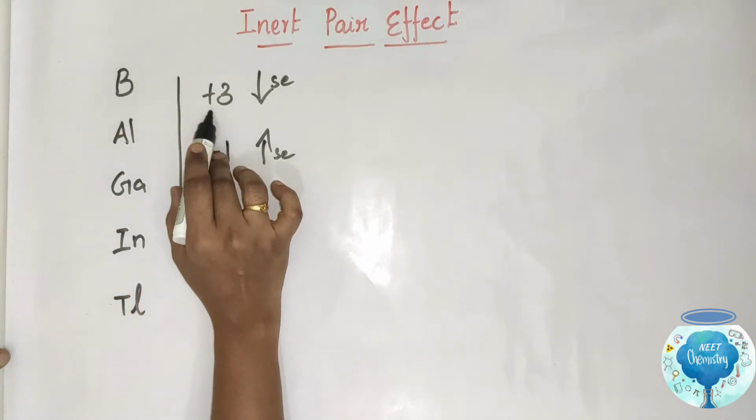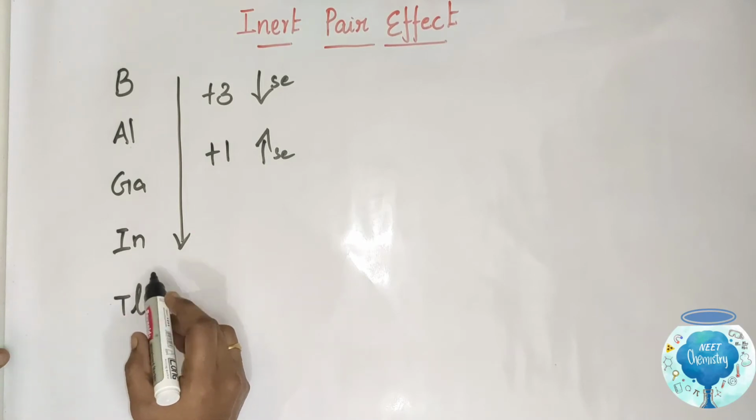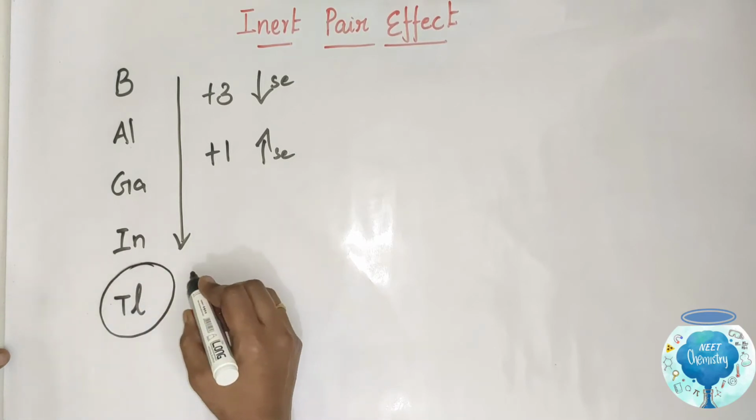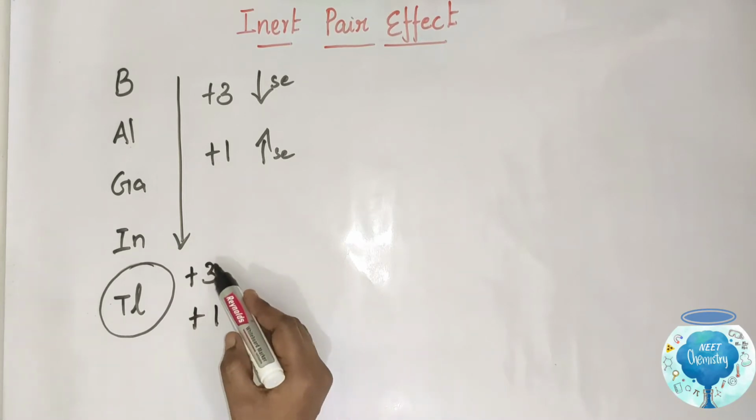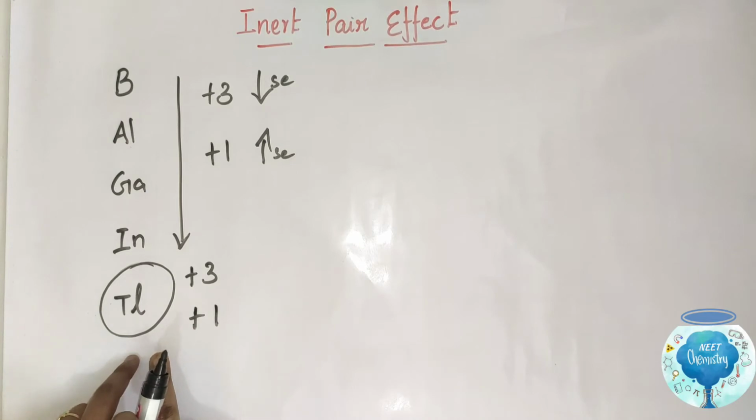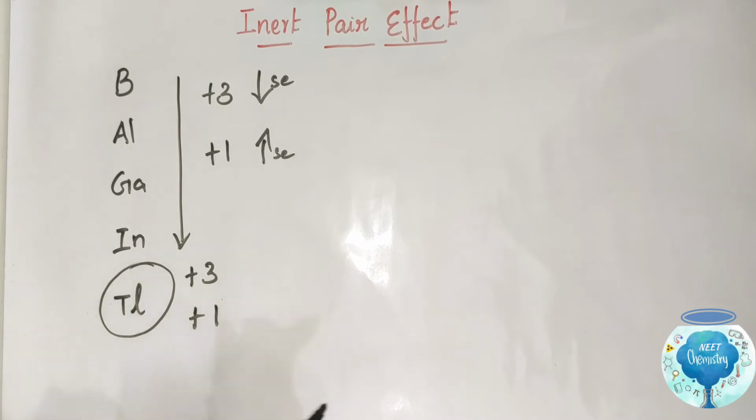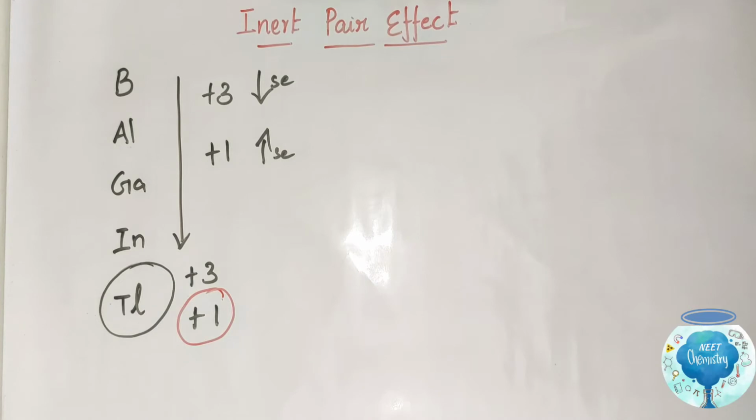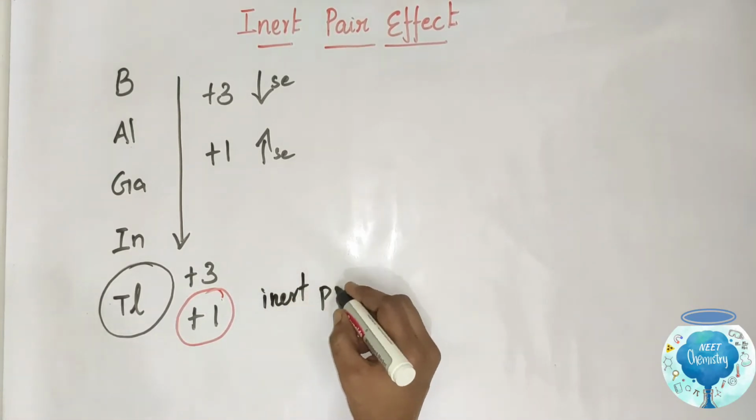Boron has a stable oxidation state of plus 3. But down the group, a post-transition heavier element like thallium has two oxidation states: one is plus 3, another is plus 1. Plus 3 is less stable than plus 1. Thallium has a stable oxidation state of plus 1. Why? Due to the inert pair effect.